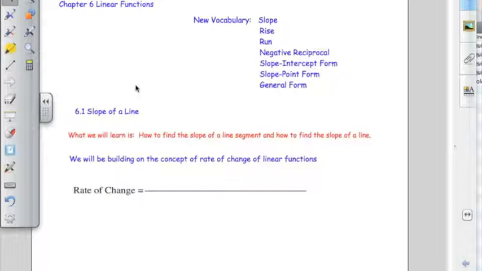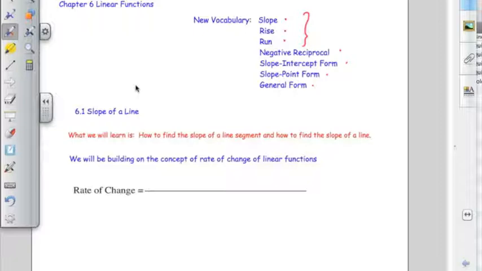We're going to start Chapter 6, which is on linear functions, okay? So there's some new vocabulary in Chapter 6. Some of the terms that you're going to come across are slope, rise, run, negative reciprocal, slope-intercept form, slope point form, and general form. In 6.1, we're really only going to worry about these first three: the terms slope, rise, and run. Okay, so that's something you should key into.